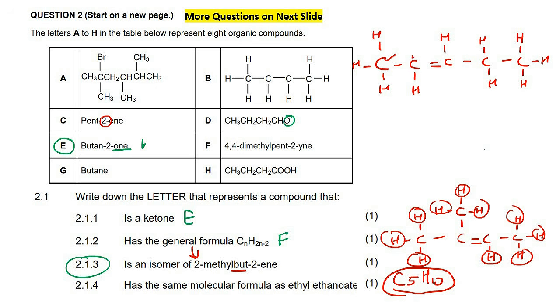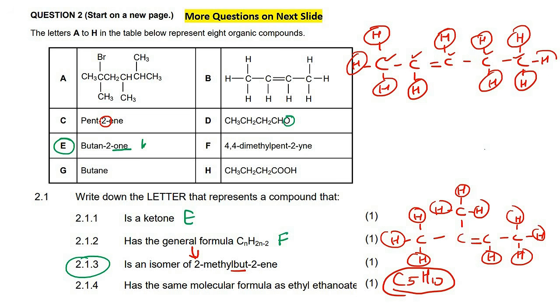So if we go count 1, 2, 3, 4, 5 carbons, that looks good. Let's count the hydrogen. 1, 2, 3, 4, 5, 6, 7, 8, 9, 10. Perfect. Exactly the same as that. And so the isomer will be compound C. So we'll say C over there.